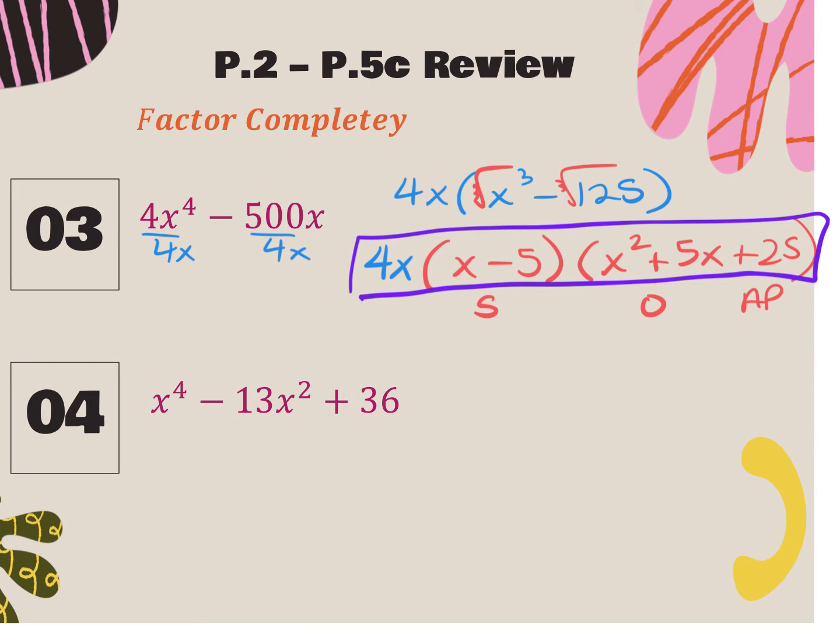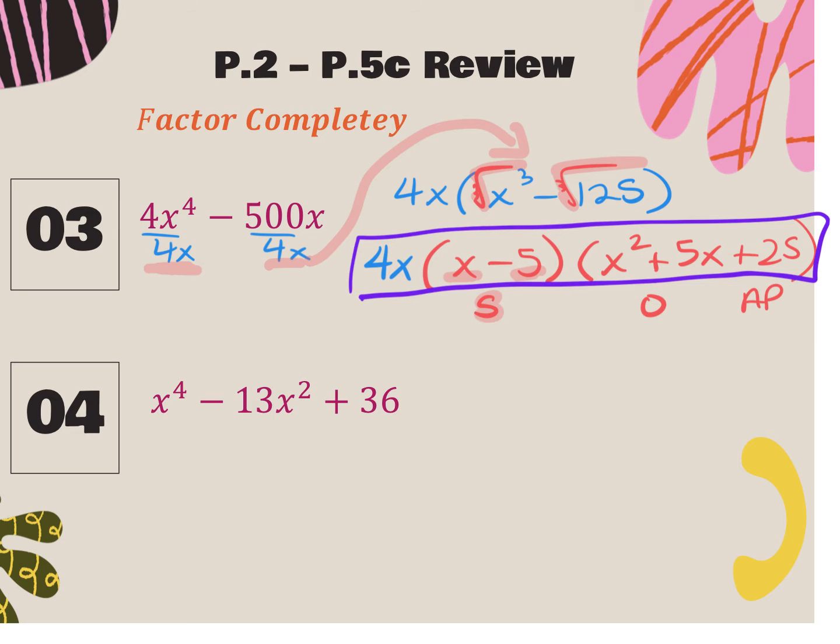So again, you're going to factor a GCF out first. And the GCF was 4x. After you divide, you end up with the difference of 2 perfect cubes. And then now what we need to do is factor that difference of 2 cubes. You cube root x to the third, cube root 125. The cube root of x to the third is x. Cube root of 125 is 5.